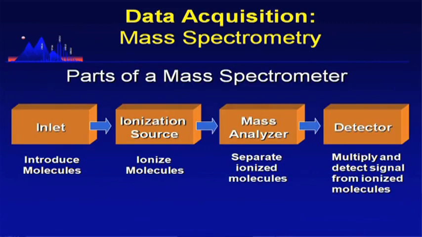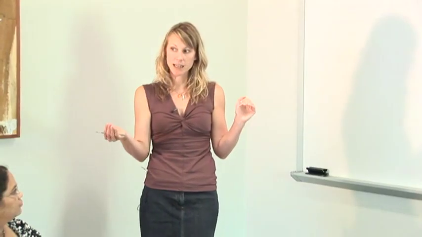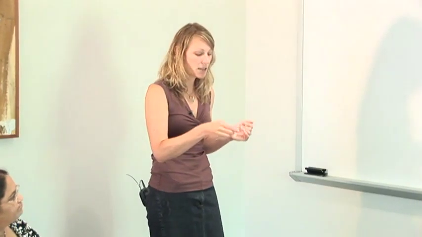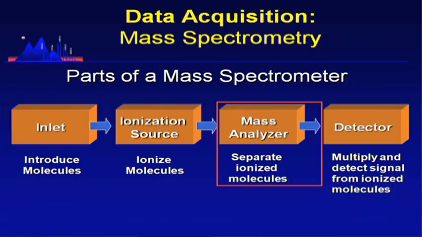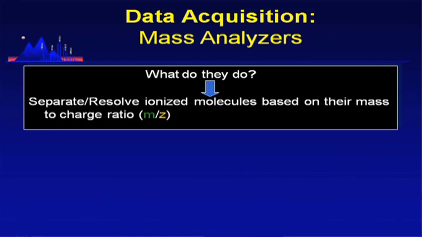All right, let's move on to the mass analyzer. So again, this is the part of the mass spec that separates the ionized molecules over time. And this is the part of the mass spec that sort of defines what the mass spec is. So what does a mass analyzer do? A mass analyzer separates or resolves our ionized molecules based on their mass to charge ratio, which is called M/Z.